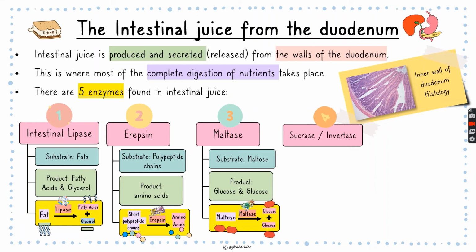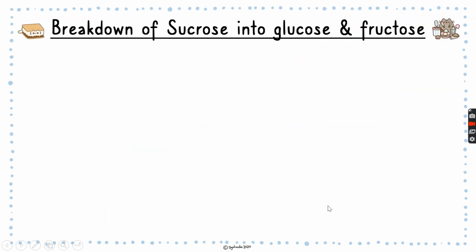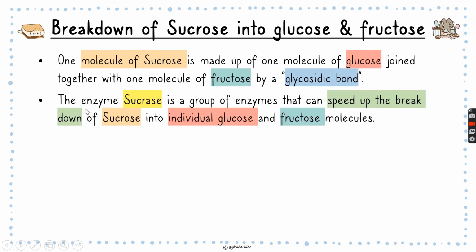The fourth enzyme is called sucrase, and sucrase is also a group of enzymes, and a good example of sucrase is invertase. This enzyme acts on sucrose to produce glucose plus fructose. So one molecule of sucrose is made up of one molecule of glucose joined together with one molecule of fructose, and it is also connected by a glycosidic bond.